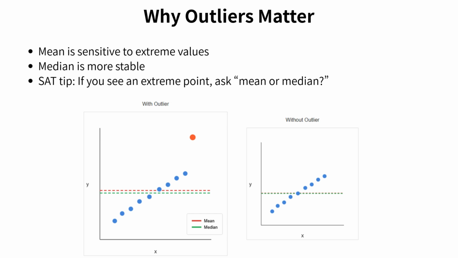On the SAT, this is not a calculation problem. It's a judgment problem. You're not being tested on formulas. You're being tested on whether you know when a formula should, or should not, be trusted. That's why SAT questions often ask, which is more appropriate, the mean or the median? Not because it's tricky, but because real data is messy. And your job is to decide which summary actually tells the truth.